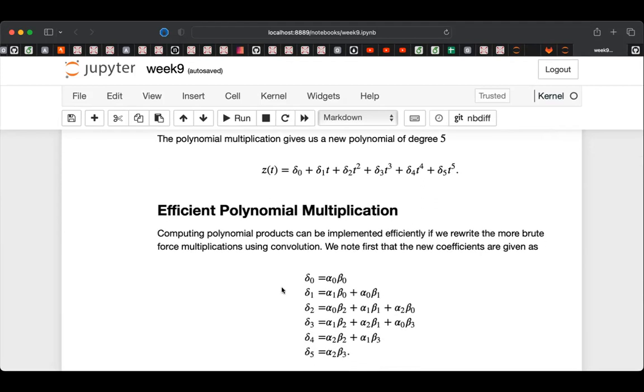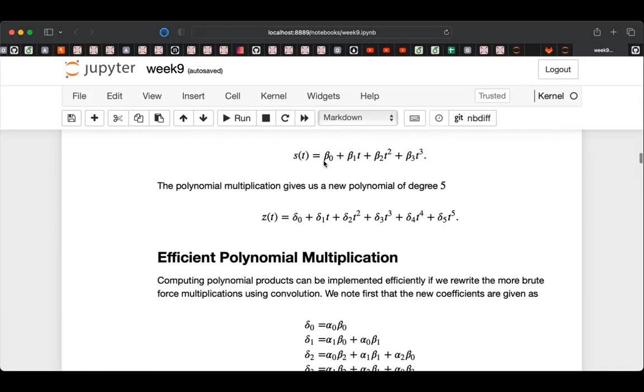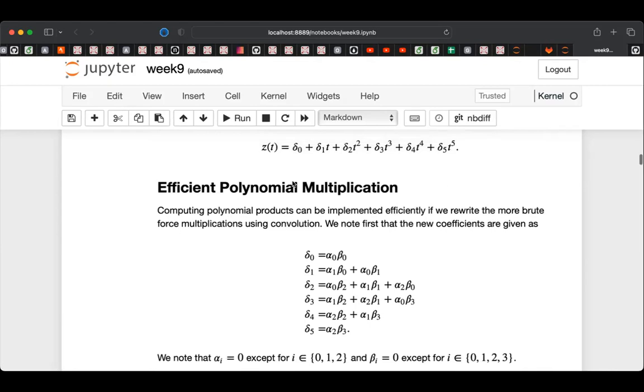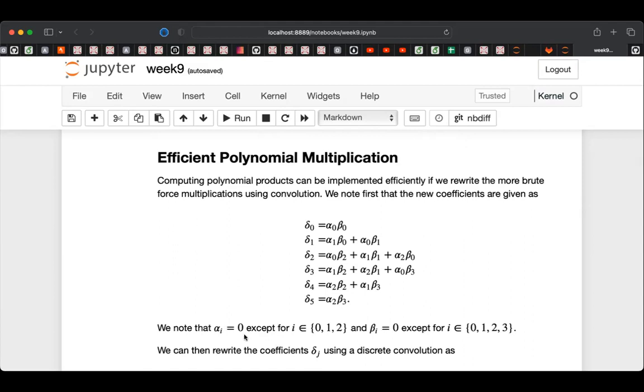So the basic mathematics here is simply to realize that the multiplication of these different elements in a second order and a third order polynomial can be rewritten in terms of these coefficients delta. And they are combinations of the coefficients from the second order and the third order polynomials. And they are given by these equations here. And you note now that these alpha i's have values only between 0, 1, and 2.